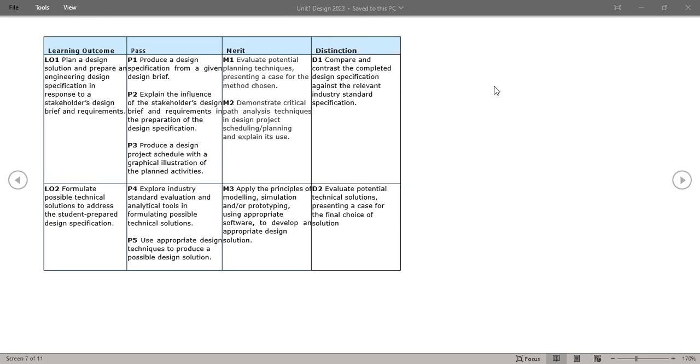Hi there. The purpose of this video is to explain how learners may successfully evidence the Pearson BTEC HNC Engineering Unit 1 Engineering Design. This video follows on from the video regarding Unit 4 project. This assignment for Unit 1 gives the learners the opportunity to develop skills in executing a design project. Unit 4 is more aligned with project management.